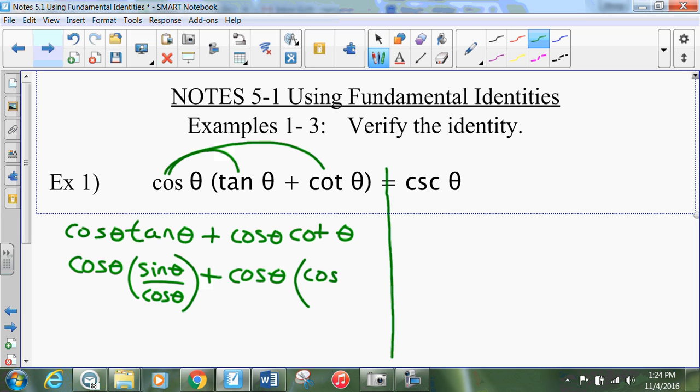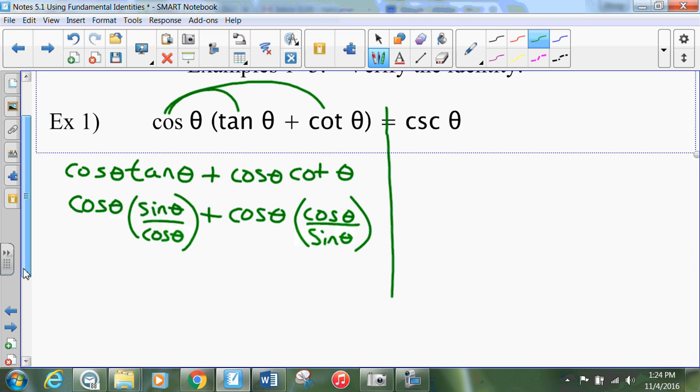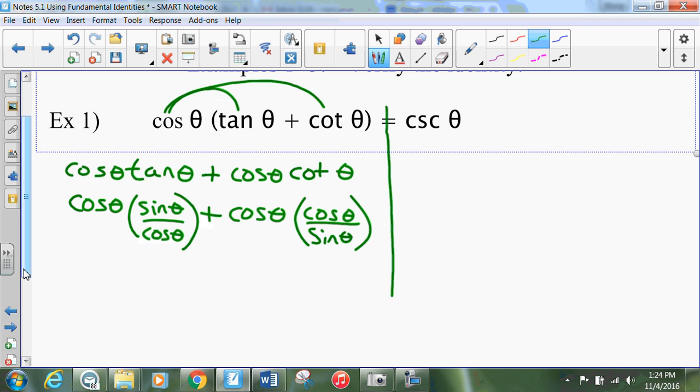Because they are equivalent values, I'm going to plug that in. I'm going to substitute it in. So once I do that, then I'm going to do some simplification. Cosine theta over cosine theta, that cancels out. So I'm left with a sine theta plus, then I have, unfortunately, nothing cancels out here.